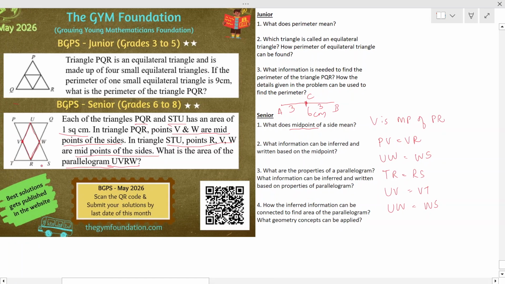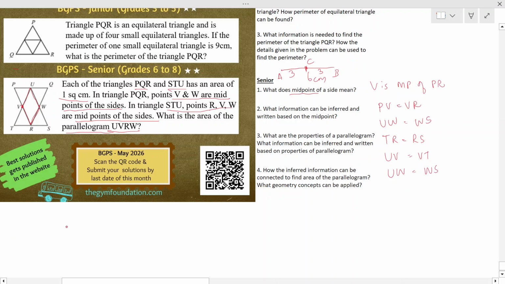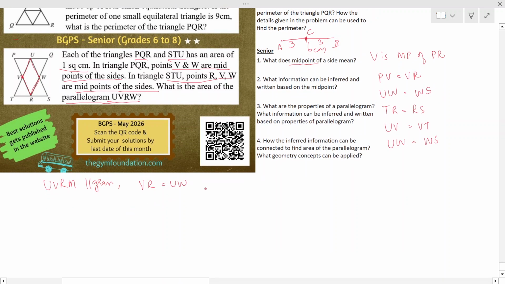So when someone is telling that UVRW is a parallelogram, what does it mean? Opposite sides of a parallelogram are equal, right? So VR is equal to UW is what we can infer. Similarly, VU is equal to RW. See, these are the two pairs of opposite sides which are equal. What else can you find out from the parallelogram?